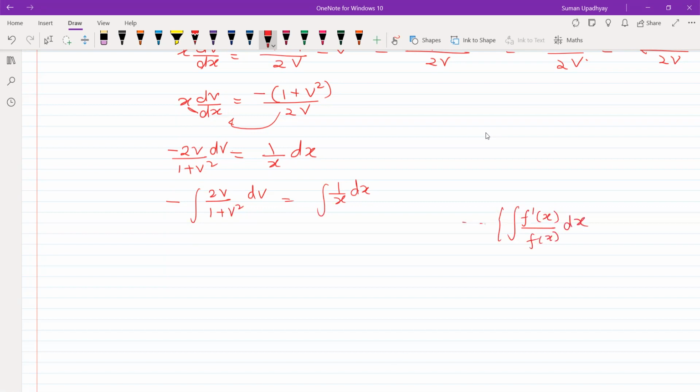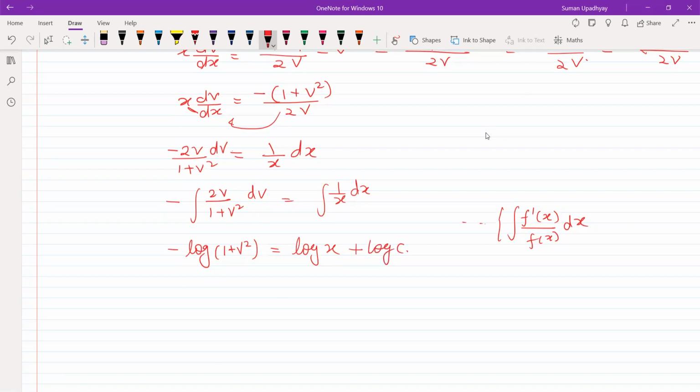It is of the form f dash of x upon f of x. ये जो denominator है, उसका जो derivative है, it is present in the numerator. So it is of the form f dash of x upon f of x, and इसका answer क्या हो जाएगा then? Its answer would be minus log of mod of 1 plus v square. Okay, and right hand side will be log x. Since all the terms are in the log, so the constant would also be in the log. So I'll write plus log c.